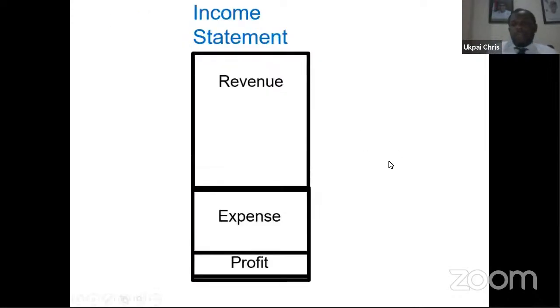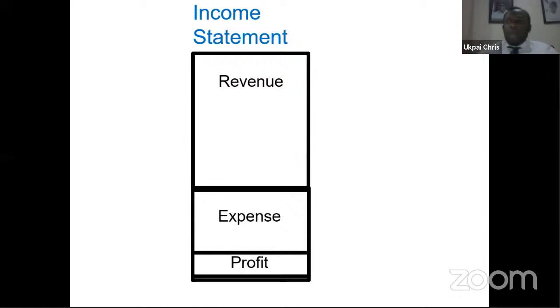Income statement. In income statement, we have two elements: revenue and expenses. Revenue is what you generate. The money you generate is the revenue. Expenses, the money going out. The money coming in is the revenue. So the money that's coming in minus the one that went out will give you profit. Is it not true? And this is what you see in your income statement.